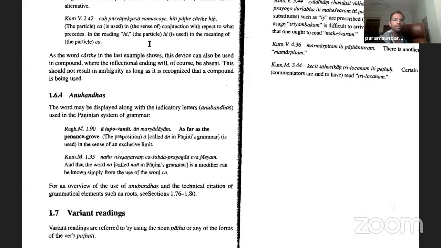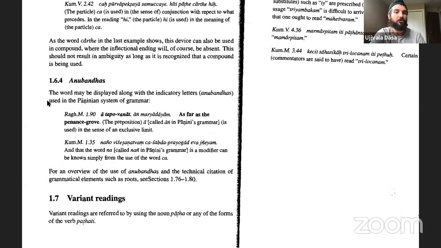And charte, well, charte is a little different. That's the meaning of cha, but you see cha has been put in a samasa there. So it's basically chasya arte. Right. As the word charte in the last example shows, this device can also be used in compound, where the inflectional ending will, of course, be absent. This should not result in ambiguity as long as it is recognized that a compound is being used.